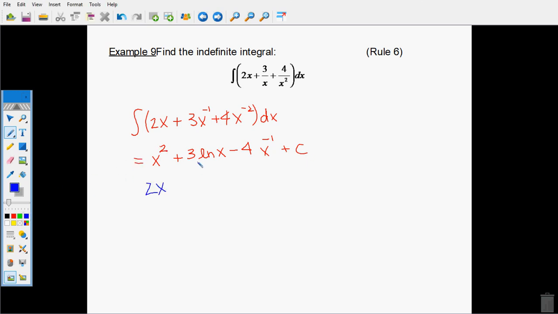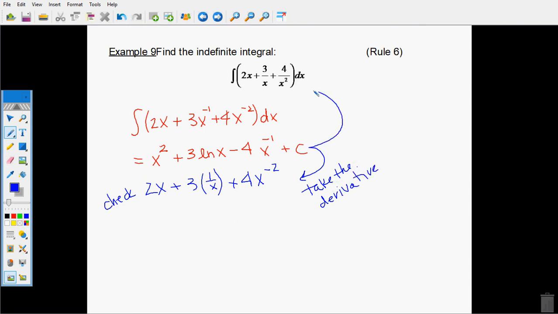Here I'm going to get 2x. Here I'm going to get 3 times the derivative of this thing, which is 1/x. Here I'm going to get a positive 4x to the negative 2. This is just a check to see that this blue part is the derivative of the red part, to make sure that we end up where we wanted. And we did.